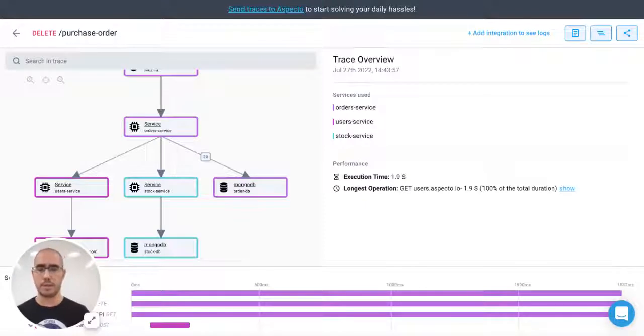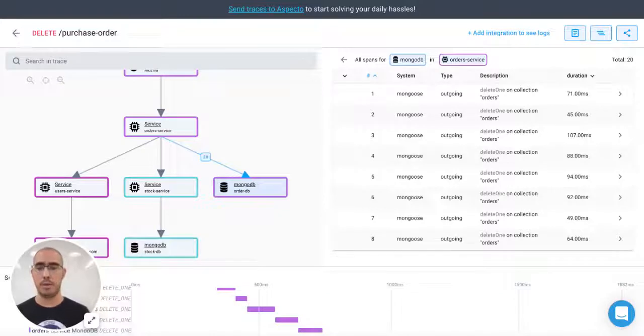Looking at this specific trace, we can see the order service is communicating with the user service, then the stock service, and then we have 20 queries between the order service and the order DB. That's the first clue that we're facing an N+1.